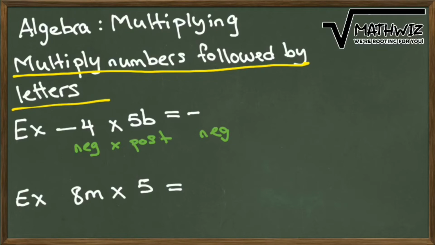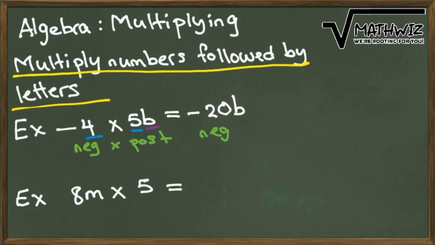We then have the numbers being multiplied. So 4 times 5 is going to give us 20, and the b is simply by itself. And so we write it back. So your answer would be -20b.